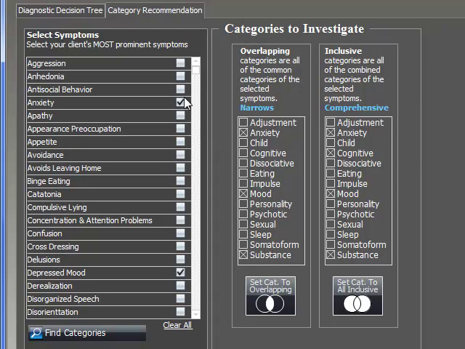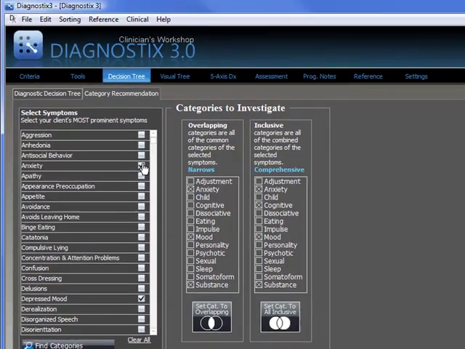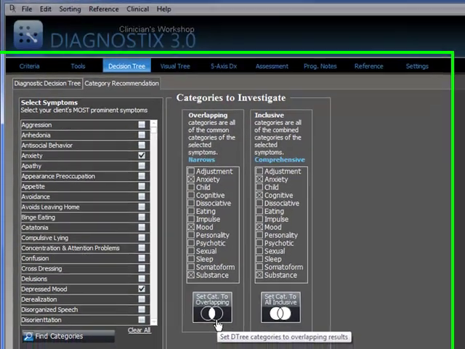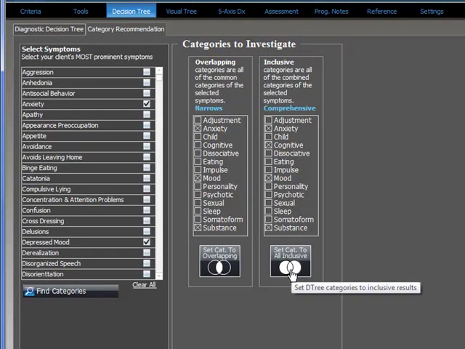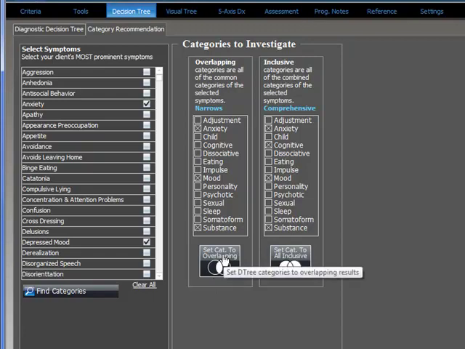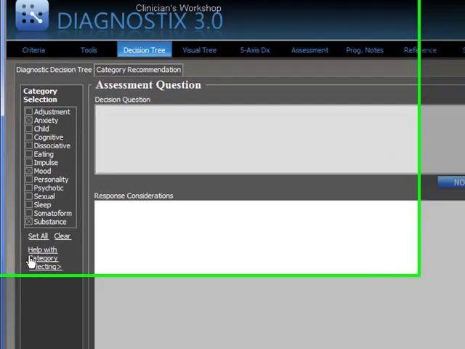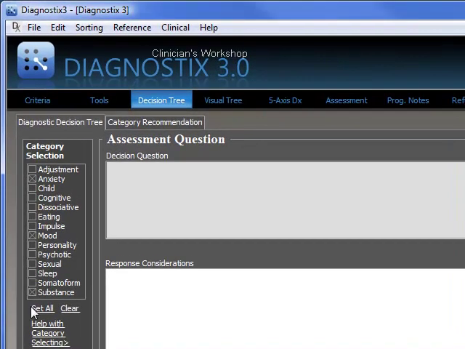So if one category is represented by one symptom, it's going to show in the comprehensive, but it's not going to show in the narrowing. So basically, if you want to be really liberal with it, you can get comprehensive. And if you want to be a little more conservative about the categories you investigate, you can click the overlapping. So let's say I want to look at overlapping. So I click overlapping, and it takes me back to the diagnostic decision tree and selects those three categories for me. So again, it's a way to help you determine what categories to investigate.